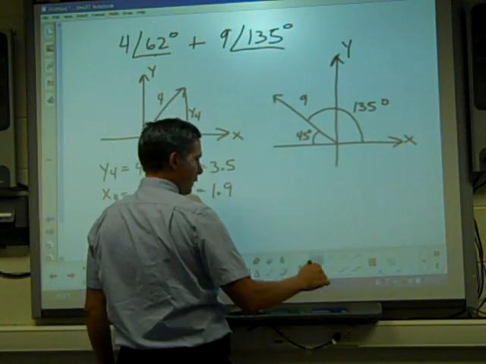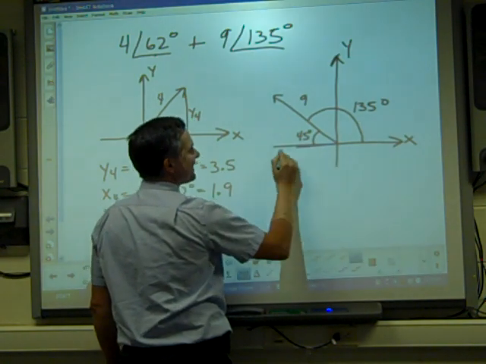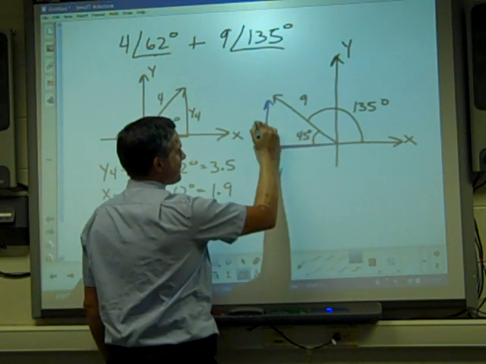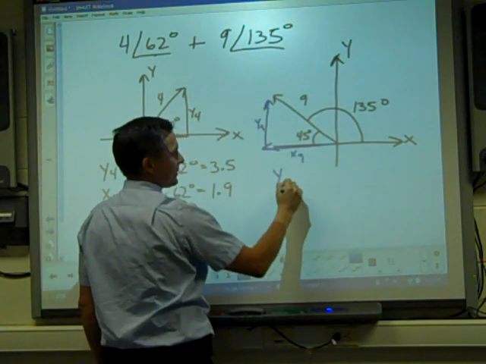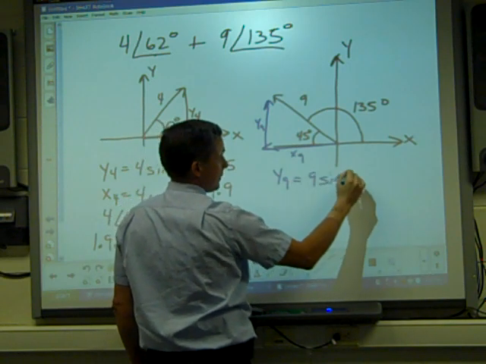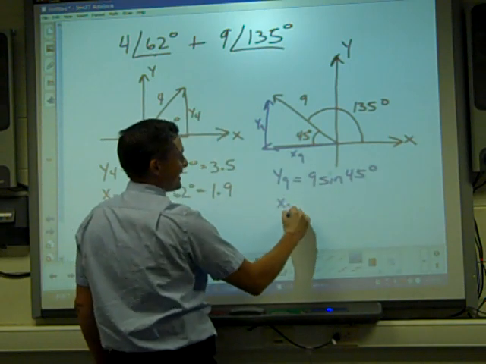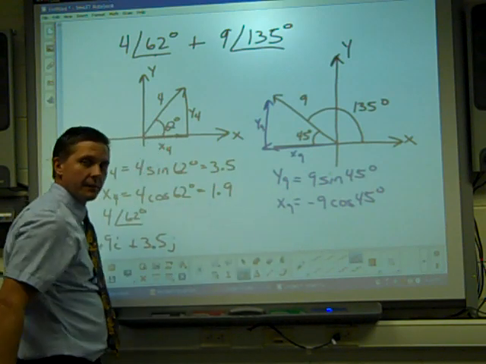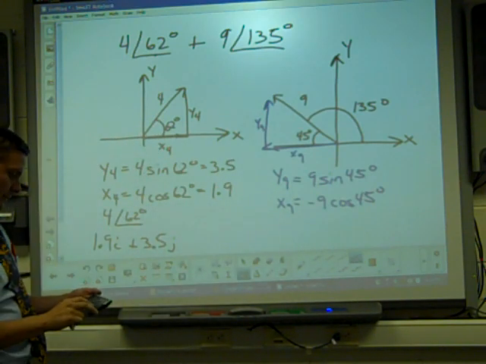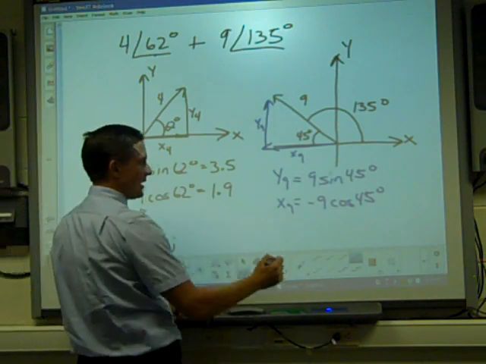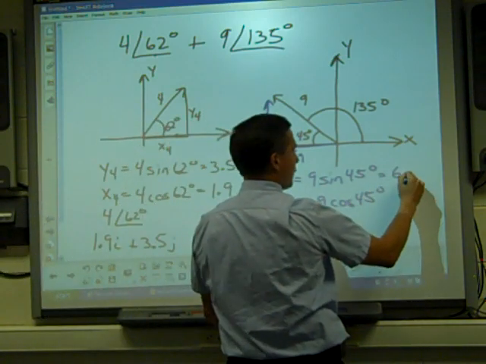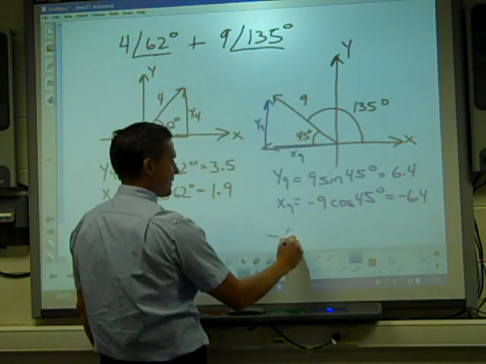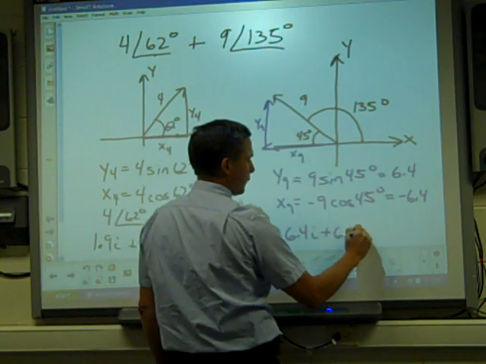But you're also going to notice that the forces this time, the x force, is in the negative direction. So we have to do the sign ourselves. If I do y9 and x9, y is positive, so y9 equals 9 sine 45 degrees, the related angle, and x9 is negative 9 cosine 45, because we know the sign is going to have to be negative. And if I plug those into my calculator, I picked 45 on purpose, because then it quickly comes out that this is positive 6.4, and this is negative 6.4, so I can write this one as negative 6.4i plus 6.4j.